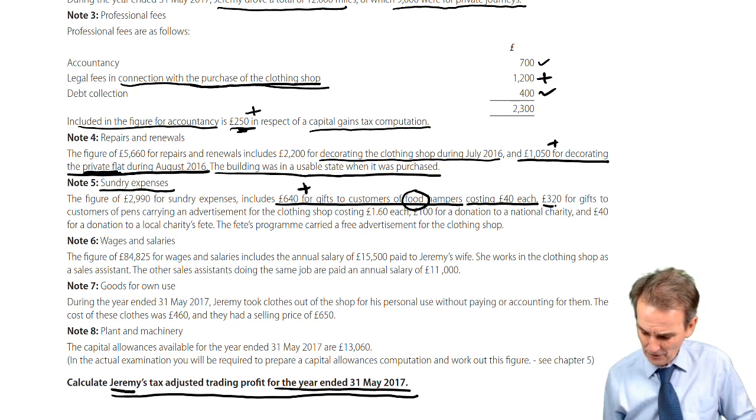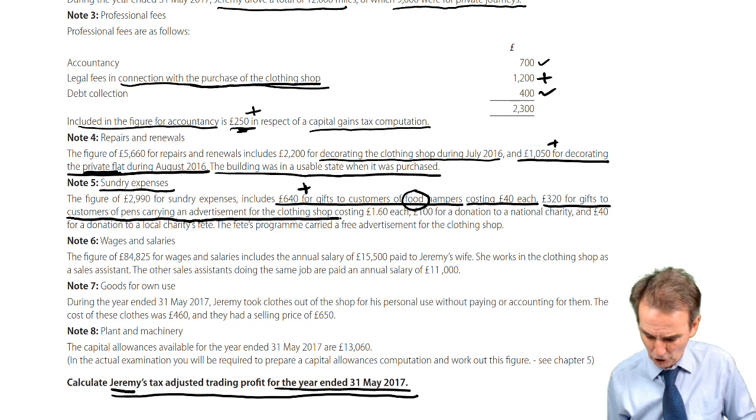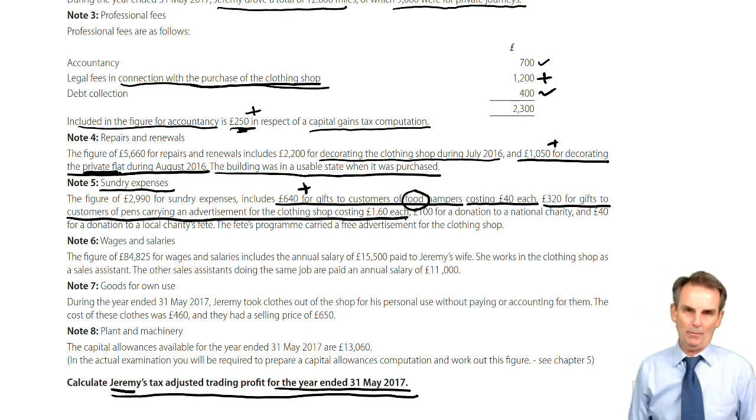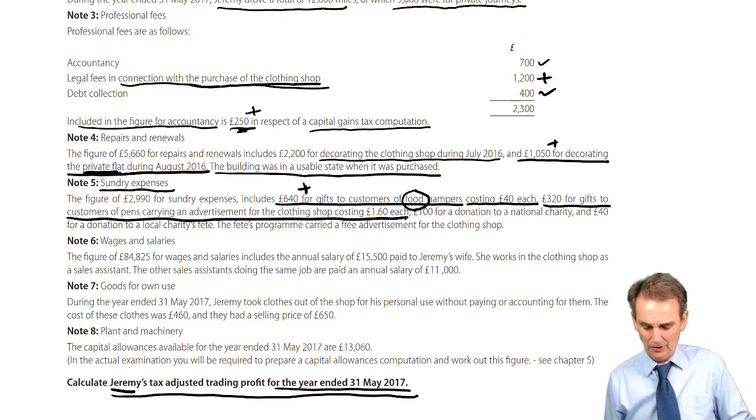Next one, £320 for gifts to customers of pens carrying an advertisement for the shop, costing £1.60 each. No problem. All of that is allowable. We can see cost less than £50, conspicuous advertisement for the business, and it's not food, drink, tobacco products or exchangeable vouchers. I'm sure it's not an edible pen, and on that basis, therefore, yes, that expenditure will be allowable.